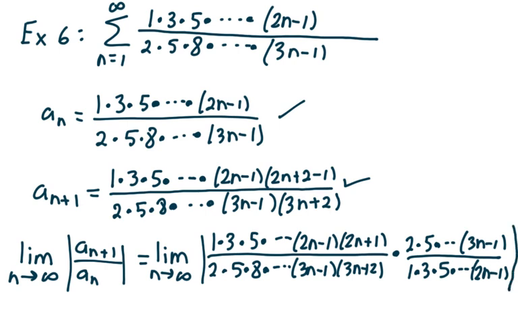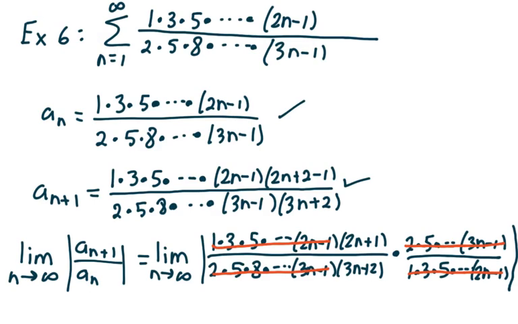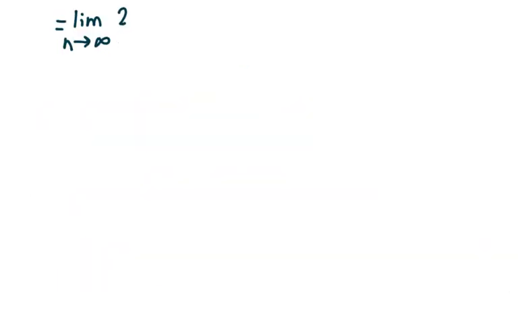Now, watch carefully what happens, okay? The 2 times 5 times 8 all the way to 3n minus 1 is going to kill off the 2 times 5 times 8 all the way to 3n minus 1. The 1 times 3 times 5 all the way to 2n minus 1 cancels the 1 times 3 times 5 all the way to 2n minus 1. The question is, what do we have left? What we have left is equal to the limit as n goes to infinity of (2n plus 1) over (3n plus 2). But that's 2/3, and that's less than 1.